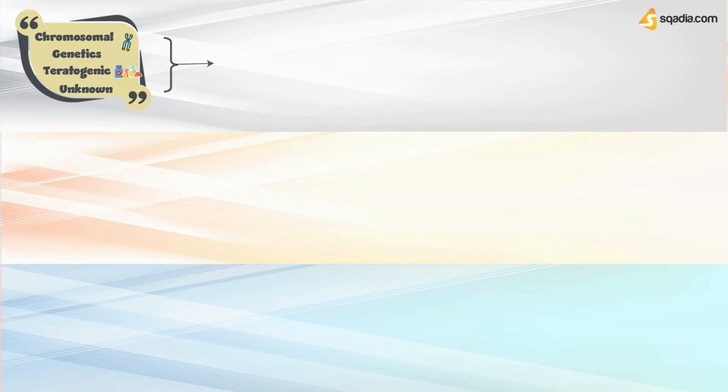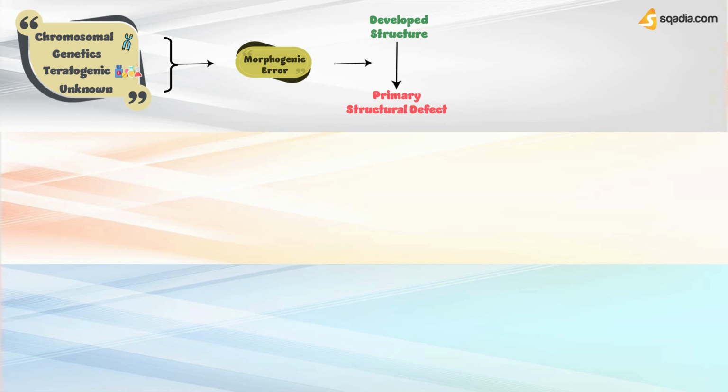All of these are morphogenic error, which means abnormal developmental process. So in malformation, there is developed structure, and morphogenic error leads to primary structural defect. Now, moving to example of malformation. Failure of neural tube closure leads to myelomeningocele. Myelomeningocele is a type of neural tube defect that affects the spinal cord and the surrounding tissues.